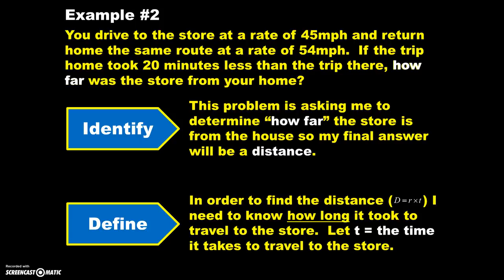Now again, we like to use the more mysterious variable. I don't know anything about the ride there, the amount of time it took me to get there, but I do know a little bit about the way back. The way back home is not really mysterious because I know it's going to be 20 minutes less than whatever the way there was. So I'm going to let t equal the time it takes to travel to the store. So t is going to be our amount of time on the way there.